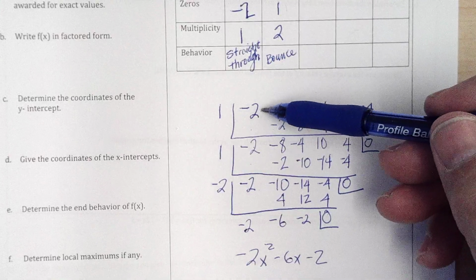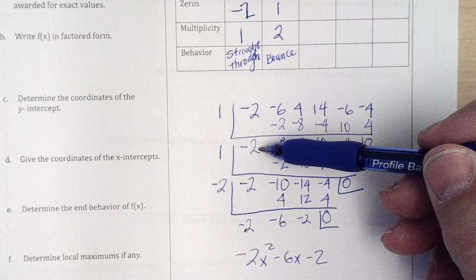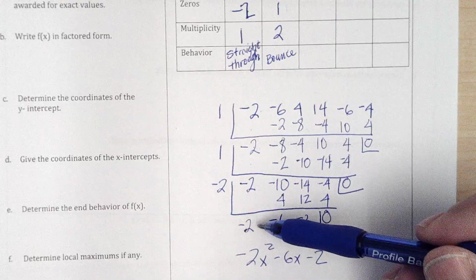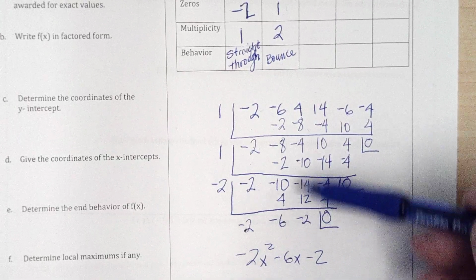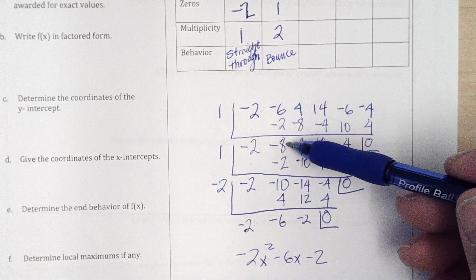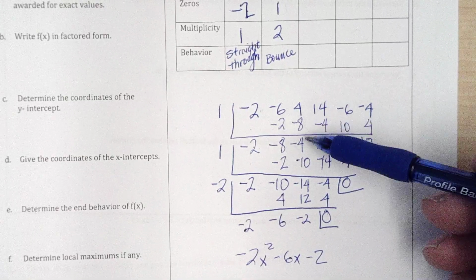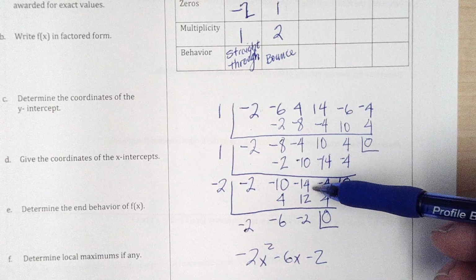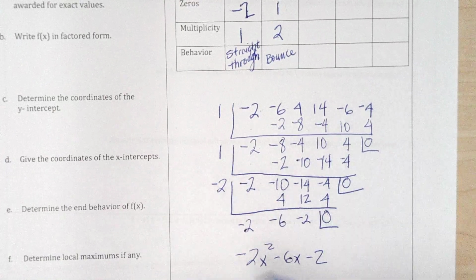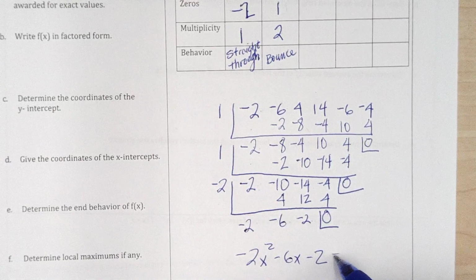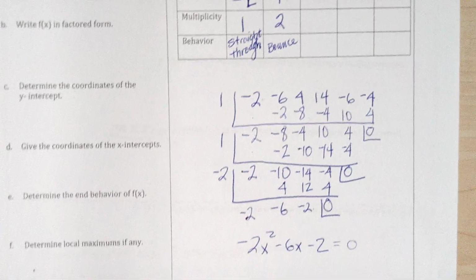That was from x to the 5th to x to the 4th to x to the 3rd to x to the 2nd, then x to the 1st, constant. So there's the quadratic, trying to find out what makes that 0.